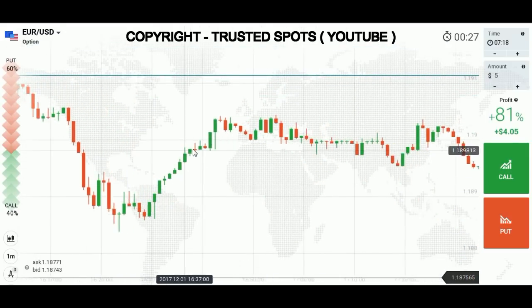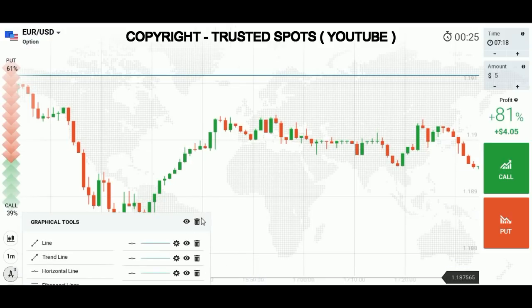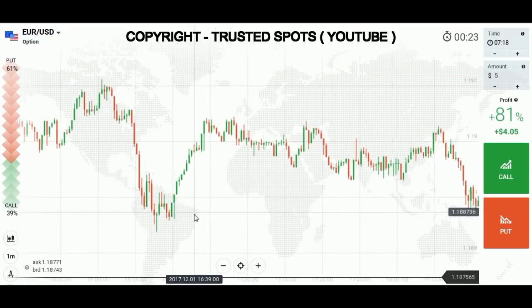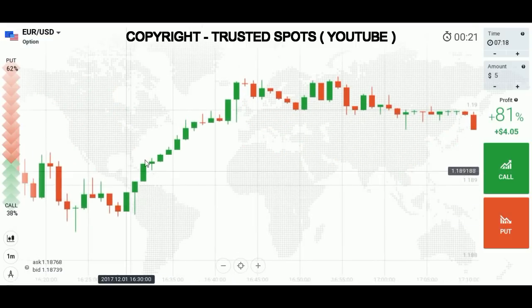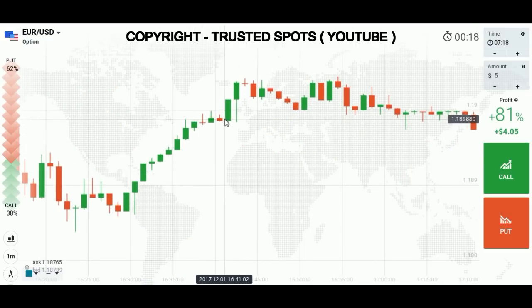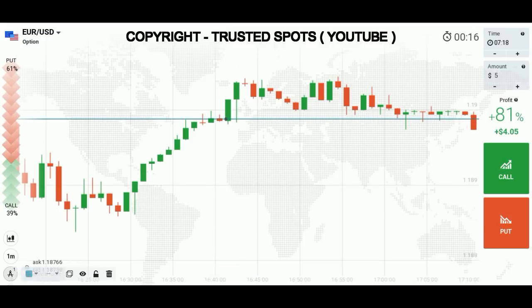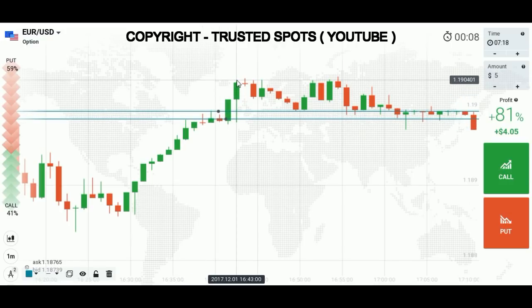Okay, this is correct. So let me first suppose the market starts to go up. This is now an uptrend for us, and we have found that this level is a resistance. It was a resistance. The market crossed it, and for now we need to find evidence.